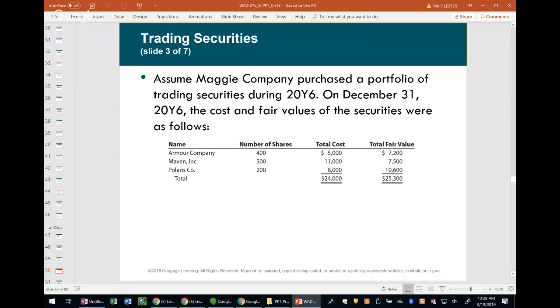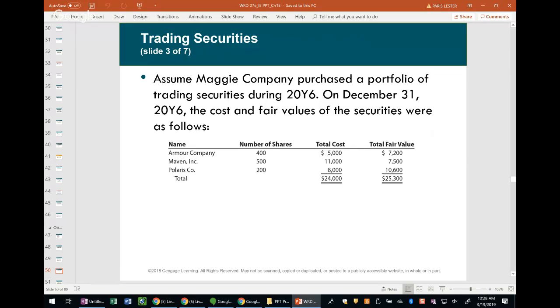Now, the fair values went up, but here, the Maven Company, your value went down, and the fair value here went up. So the total is 24, and the fair price is 25.3. Now, I don't agree and believe in making journal entries on your books just because the market price of stock goes up and down. But we need to know our values.